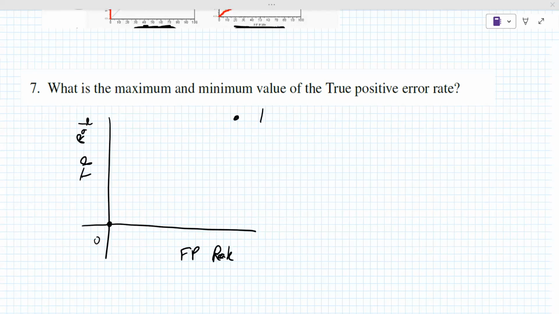Let me see if the answers provide any more. Yeah, it just says from 0 to 1. So that is pretty straightforward.